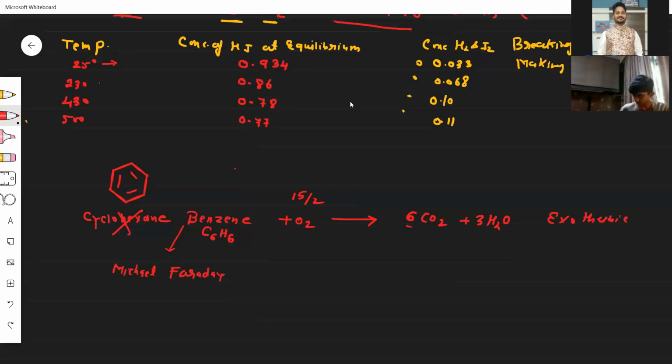Because this is a combustion. Now, for the combustion reaction, always if you increase the heat, you don't want heat because that fellow is already giving you heat, because the heat is part of the product. So if you heat that particular reaction, it will go backward.